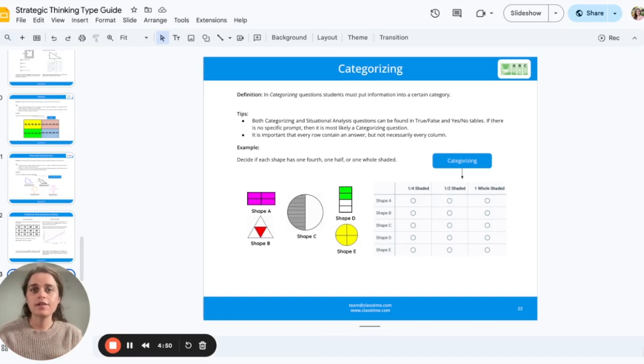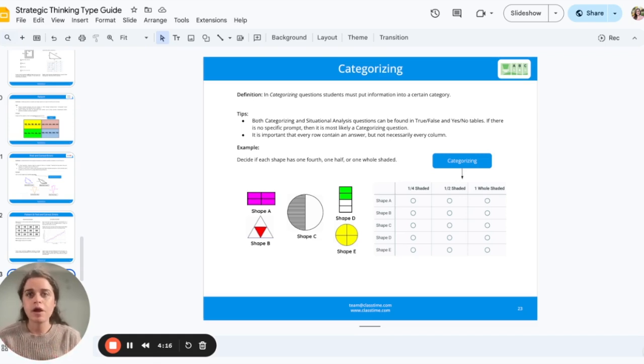Sometimes these can look like situational analysis questions, but they are not situational analysis questions when they do not have a specific prompt. So we're going to look at a few different examples of categorizing. If you want to pause the video and see if you can identify the categorizing for yourself before I explain it, feel free to do so, but I'm going to go ahead and go through those 3 examples.